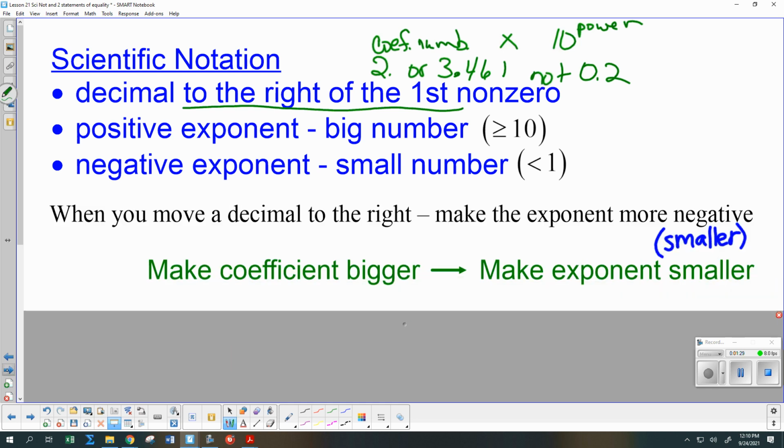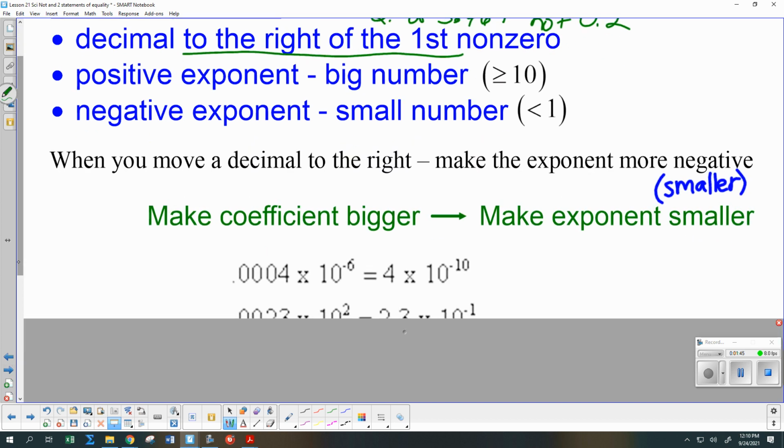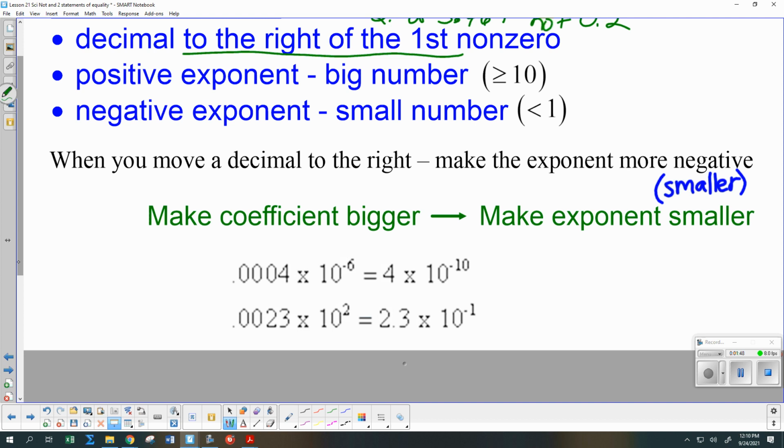If you move a decimal to the right, so if you have a number in there and you move the decimal to the right, you're making the coefficient bigger. So to keep things balanced, you have to make the exponent smaller. What I mean by that, if you have some examples here that start off on the left, not in scientific notation because the decimal's in the wrong place.